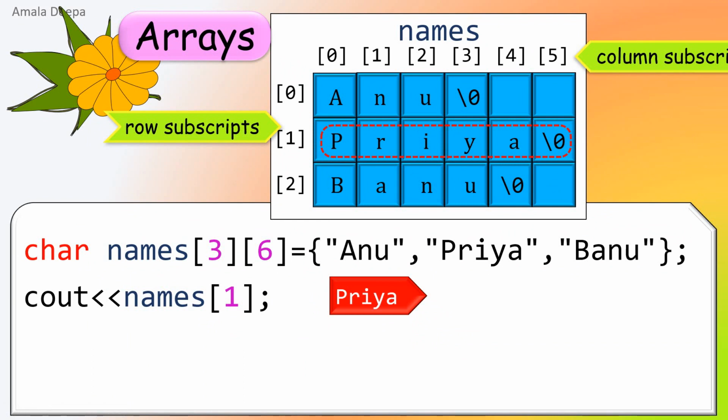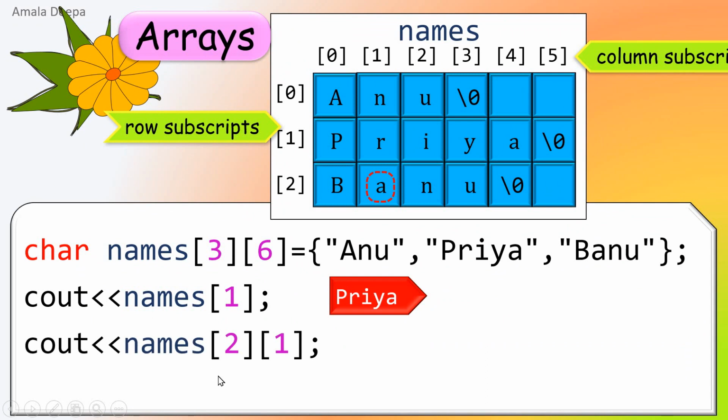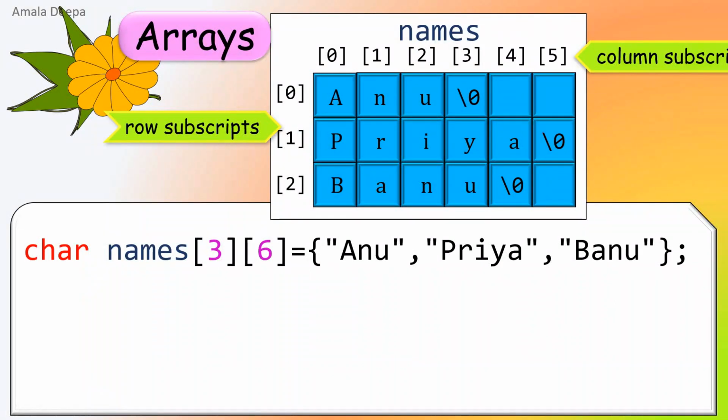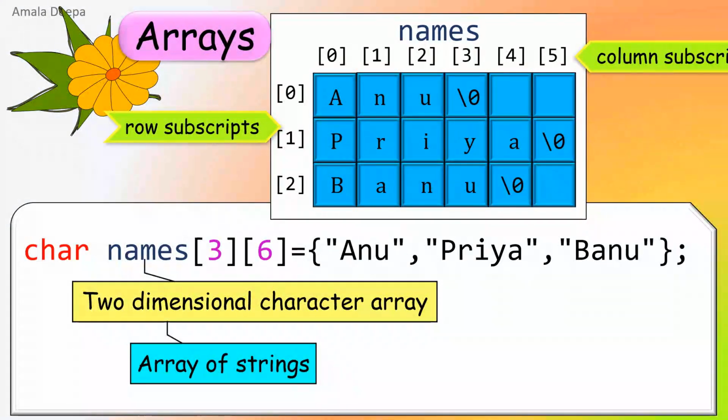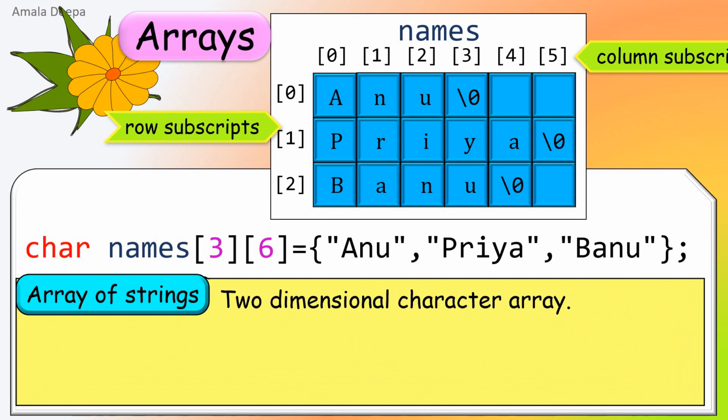And to access an individual character, for example, to access the character A, you have to mention both the subscripts. The row subscript is 2, the column subscript is 1 for this location. So cout << names[2][1]. This will give the output A. Here names is a two-dimensional character array. A two-dimensional character array is also called an array of strings.